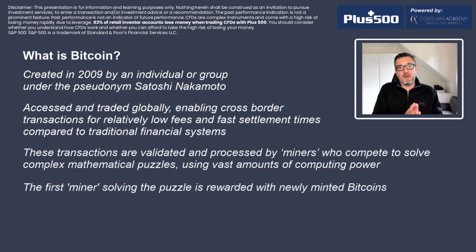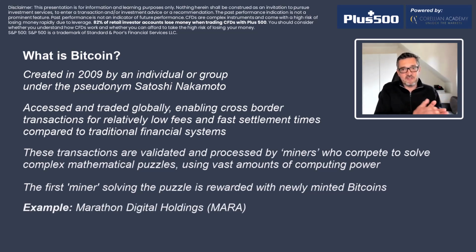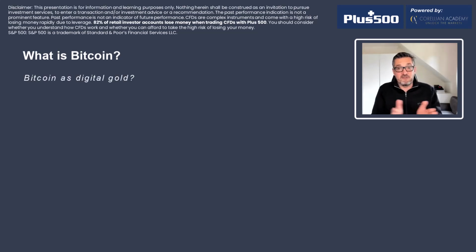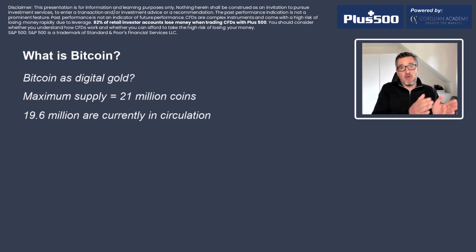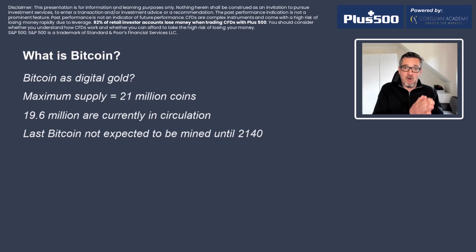The first miner solving the puzzle is rewarded with newly minted Bitcoins, and that's important for us today as some of these miners, such as Marathon Digital Holdings, are also CFDs tradable on the Plus500 platform. Now, some of you may have heard Bitcoin described as digital gold. This is because it has a maximum supply of 21 million coins, of which 19.6 million are currently in circulation. The remaining coins are issued at predictable, predefined rates until the maximum supply is reached. The last Bitcoin is not expected to be mined until the year 2140 due to halving events, which I will outline in more detail in a moment.